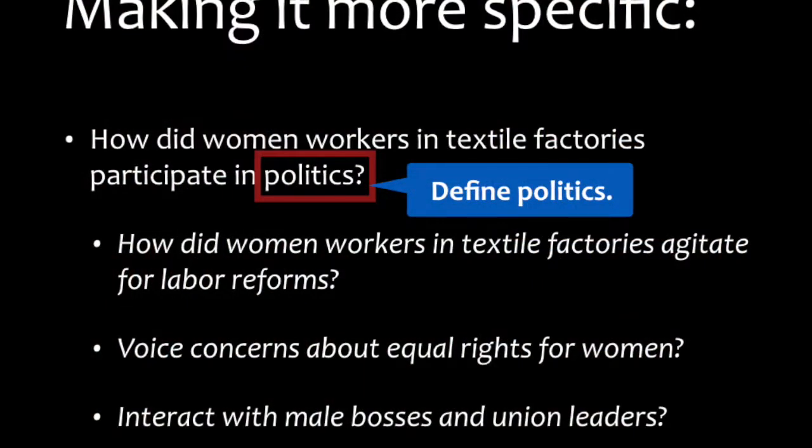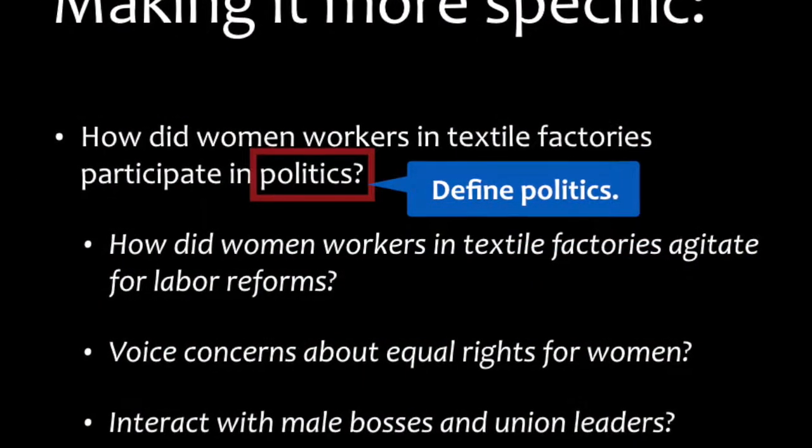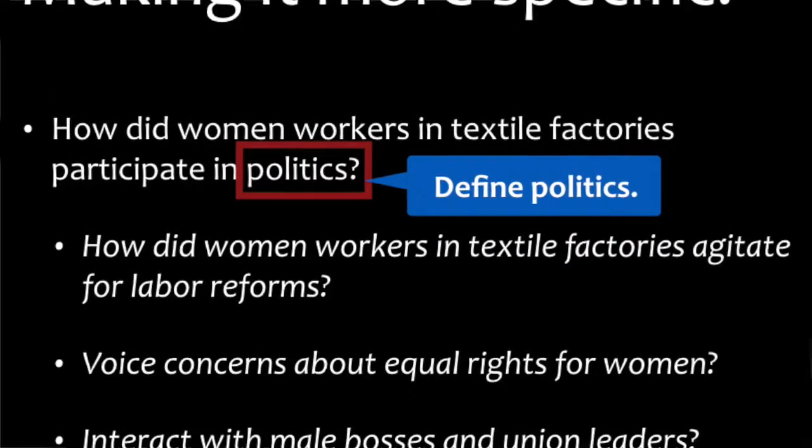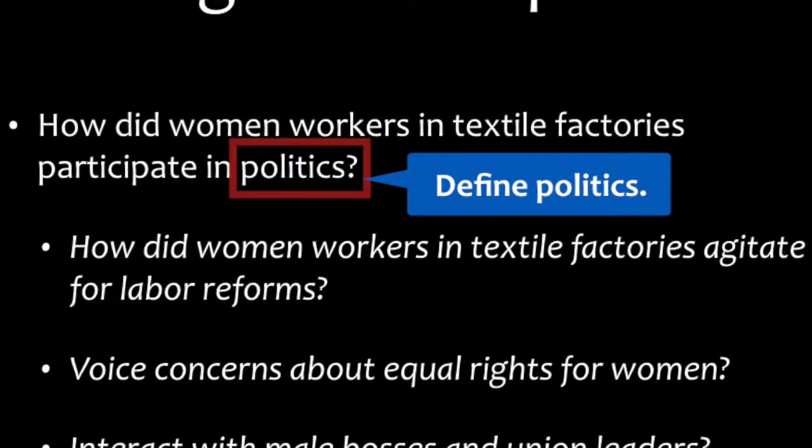Define politics. What exactly are they talking about? Is it about labor reforms? Is it about equal rights for women? Is it about gender politics, interacting with male bosses and union leaders? There are ways in which you can make this more specific that will help you to find more primary sources.